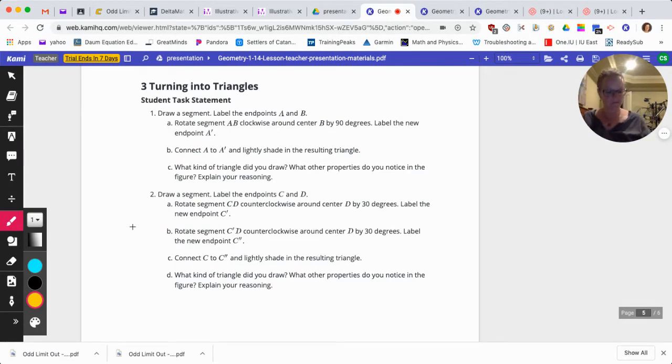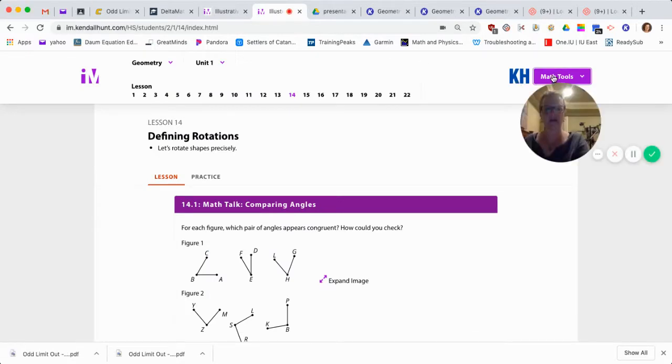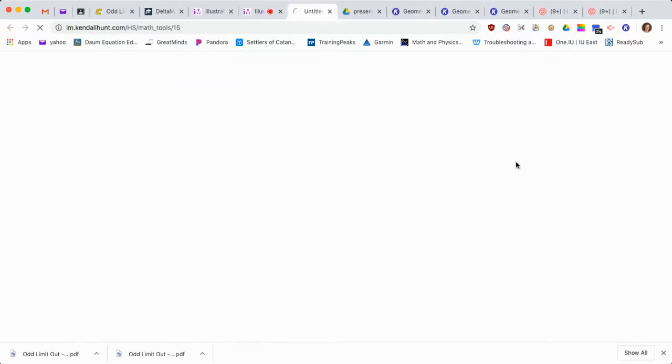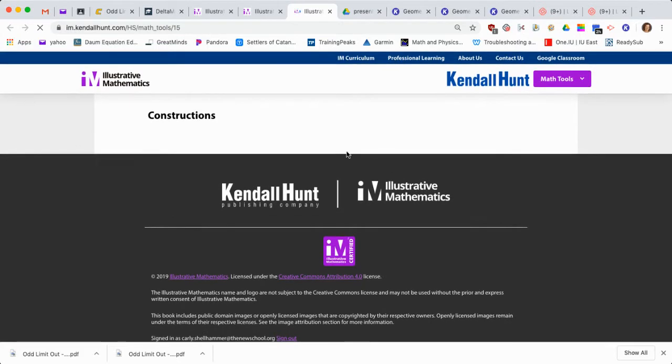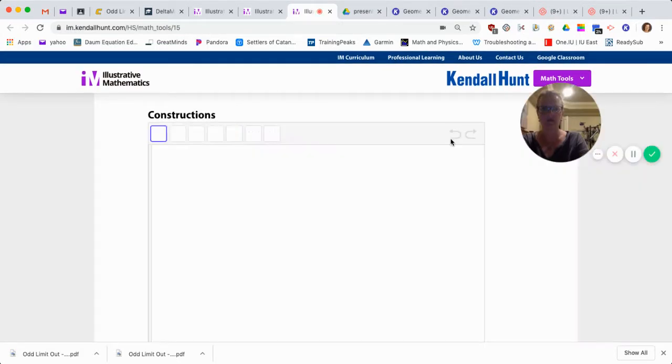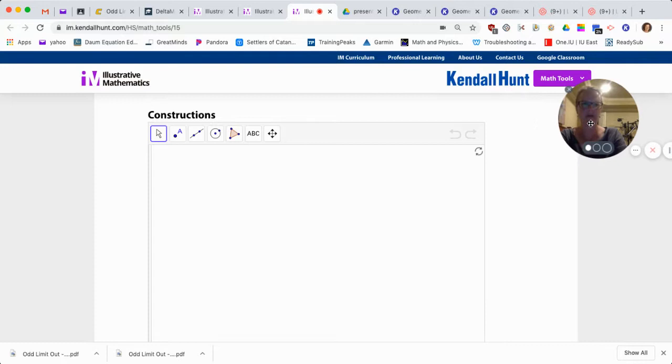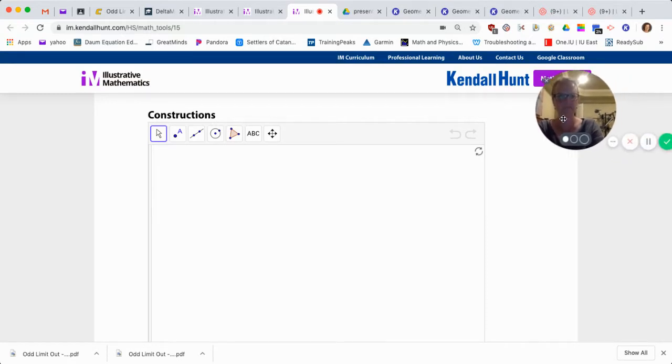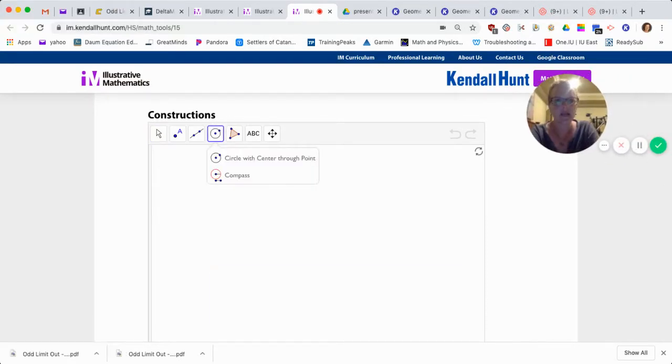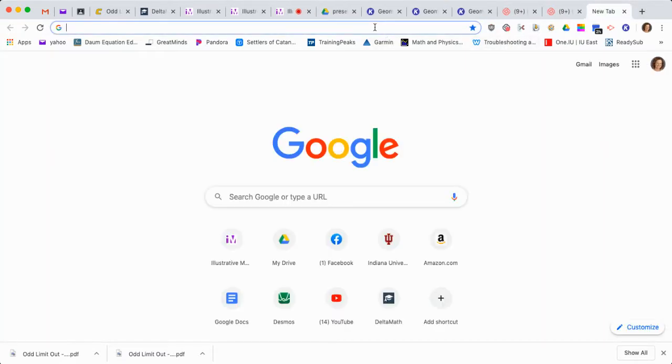Okay, this is how we're going to practice. So yeah, we're definitely going to use dynamic software though. So I'm going to go back to here, and I know I can always get math tools from my curriculum. It's going to pull up GeoGebra from there. Okay. And actually, it's not giving me all my tools, so I'm going to go straight to GeoGebra.